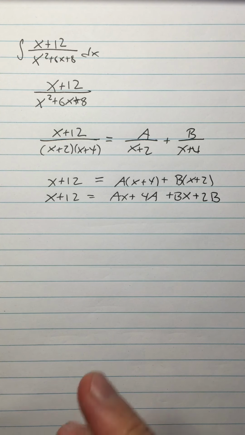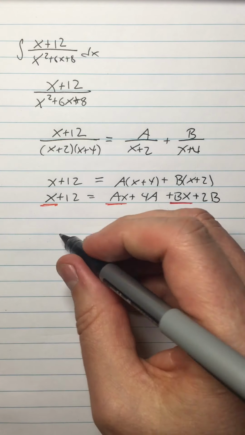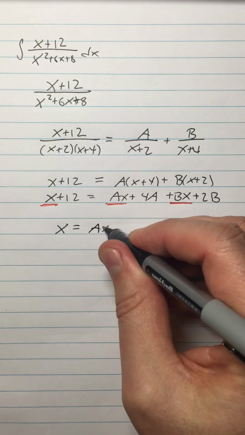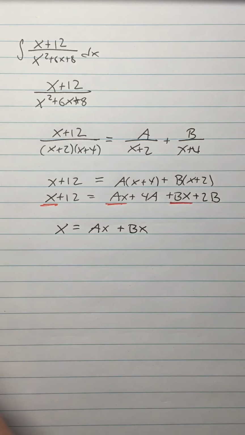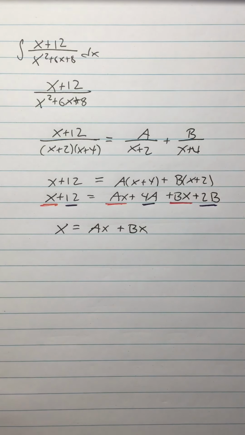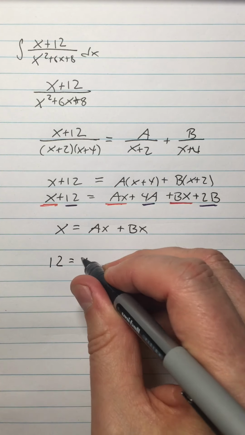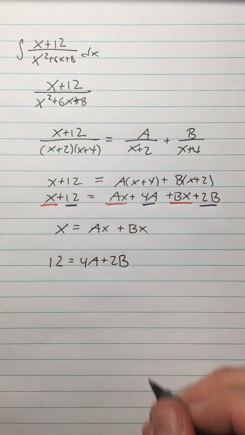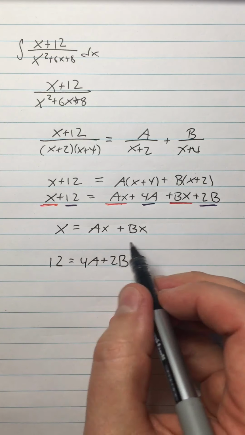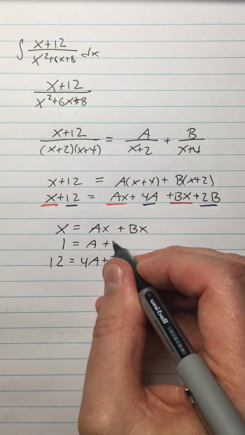So the only way that x + 12 can equal this expression is if all the x terms turn out to be equal. So we're going to say that x equals ax + bx. And then what else has to be true is that the non-x parts also have to be equal. So 12 has to equal 4a + 2b. So 12 equals 4a + 2b. All right? And then what we do here is essentially you're dividing out the x. You say 1 equals a + b.